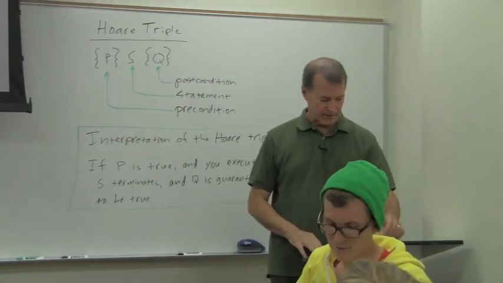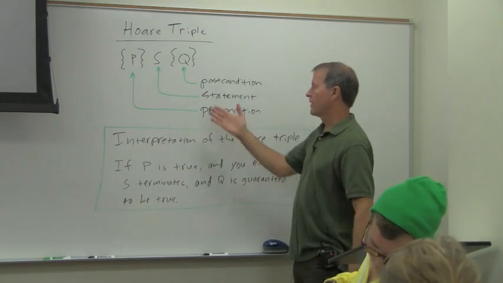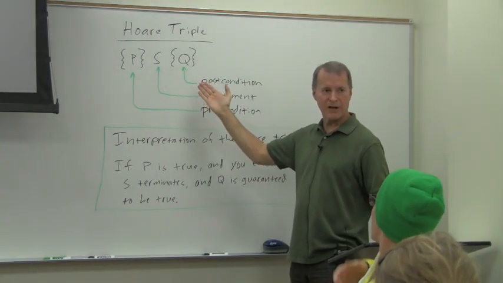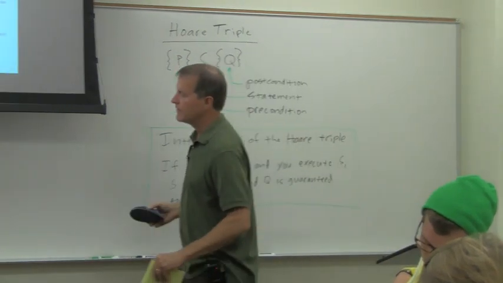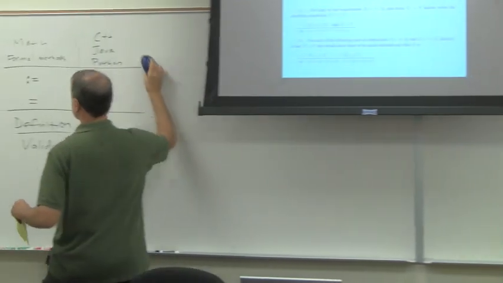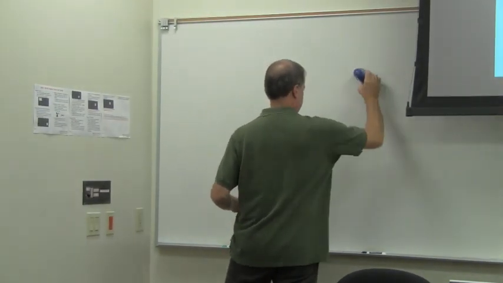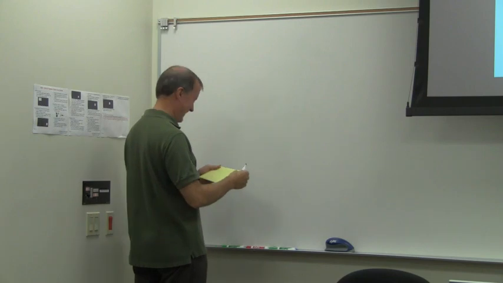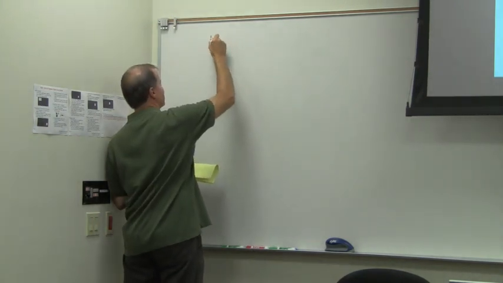Now, I think the best way to do this is to write down some valid Hoare triples and some Hoare triples that are not valid so that you can see how it works with the assignment statement. Okay, so here we go. You know the first thing I'm going to ask you Thursday morning. Okay, so here are some examples.